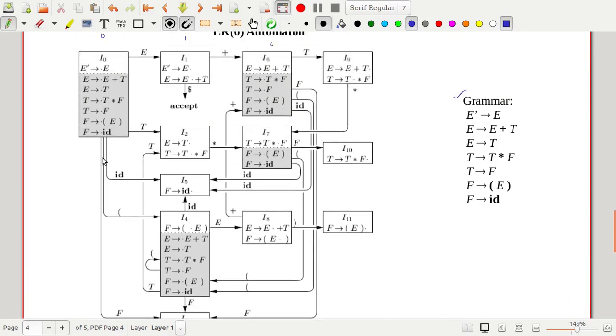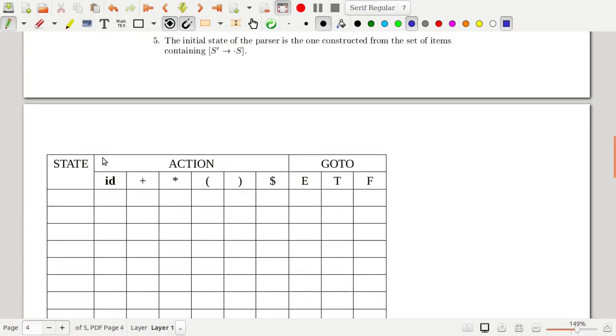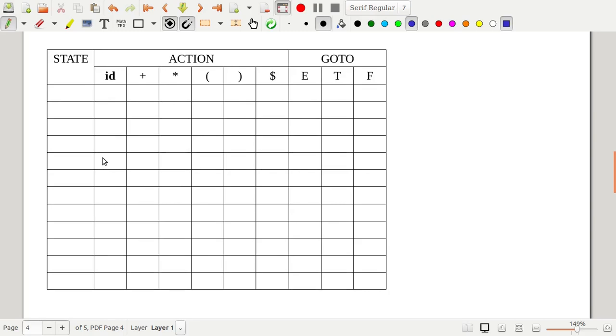Next, this is our parsing table that we are going to construct, our SLR parsing table. It has a state column, then the action part and the goto part. The goto part is mainly associated with the non-terminals, and the action part with the terminal symbols.